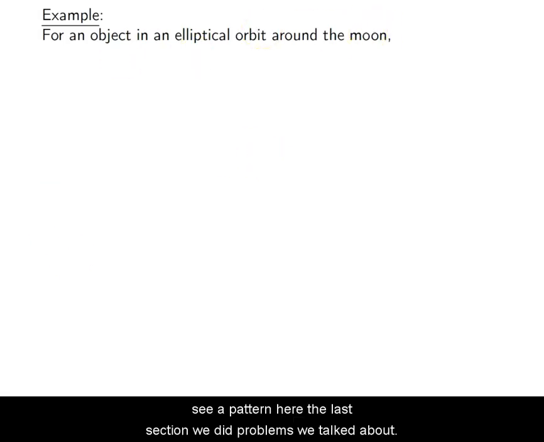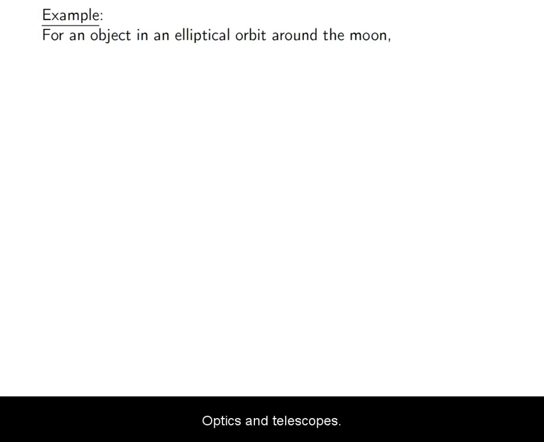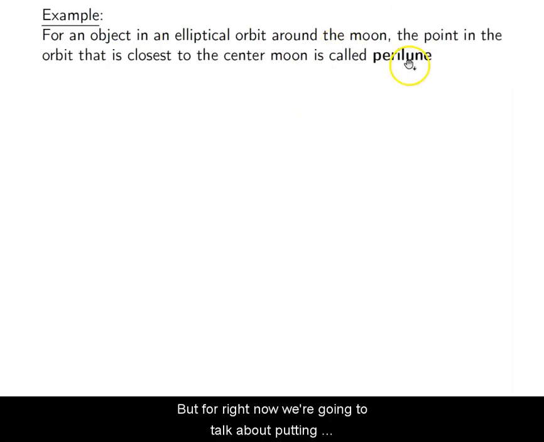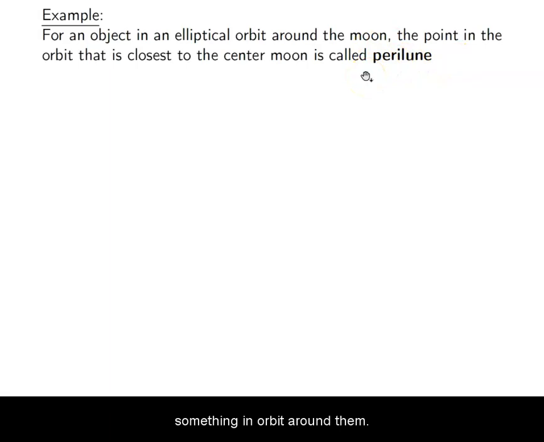The last section we did, parabolas, we talked about optics and telescopes and planetary objects, right? Looking at things in space. Right now we're talking about orbits. In the next section, we'll talk about telescopes again, more optics really. But that's one of the main uses, right, of ellipses, is to model trajectories, okay? There's lots of other uses of ellipses. You can look around your house and you can probably see ellipses all over the place. But for right now, we're going to talk about putting something in orbit around the moon.